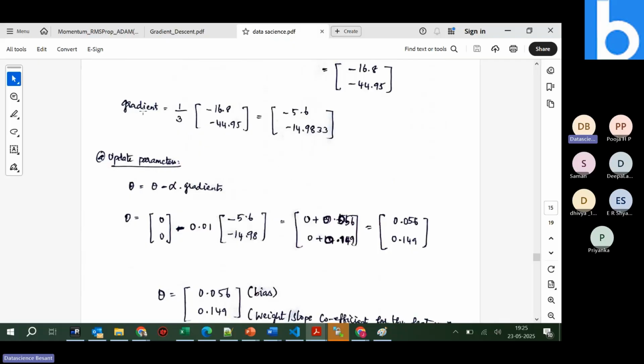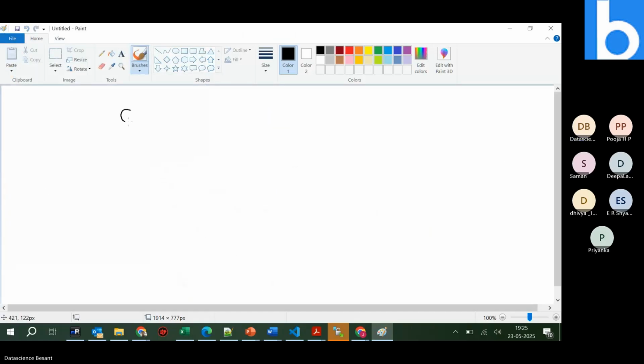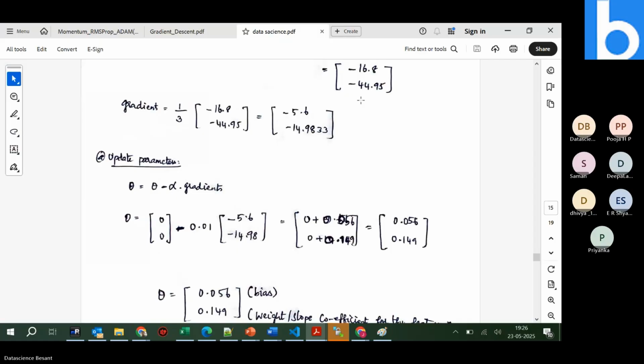Gradient means what we were discussing yesterday, right? ∂MSE/∂M and ∂MSE/∂C. These are these values: 5.6 is the ∂C value, minus 14.98 is the ∂M value. That is what I'm trying to tell here: ∂MSE by ∂M and ∂MSE by ∂C. So this is some minus 5 point some number, minus 14.98 some number. This is also about minus 5.2, some value.